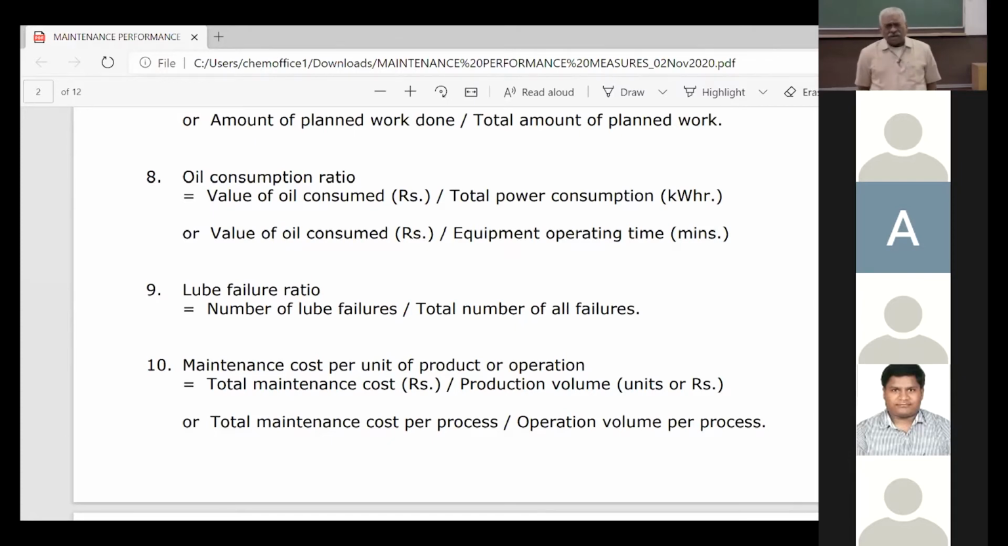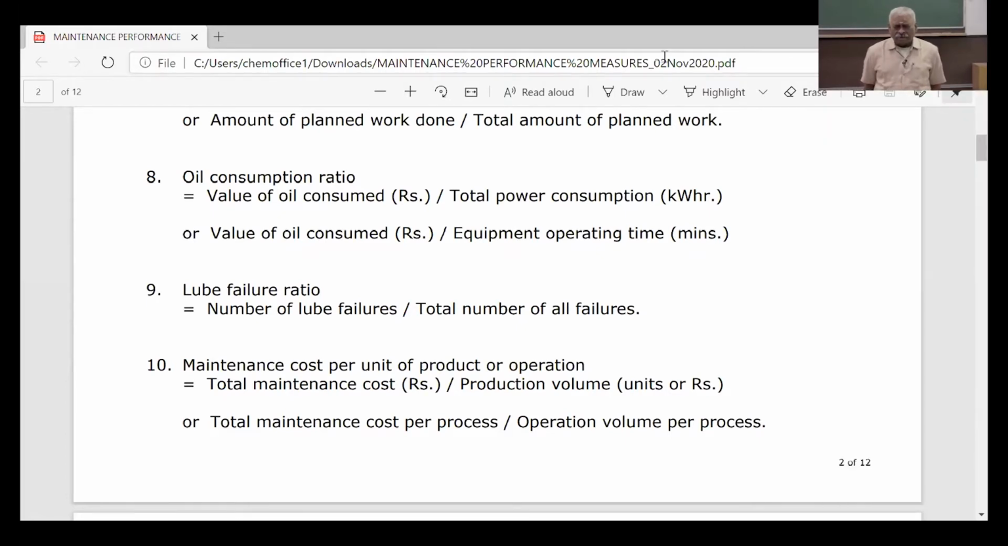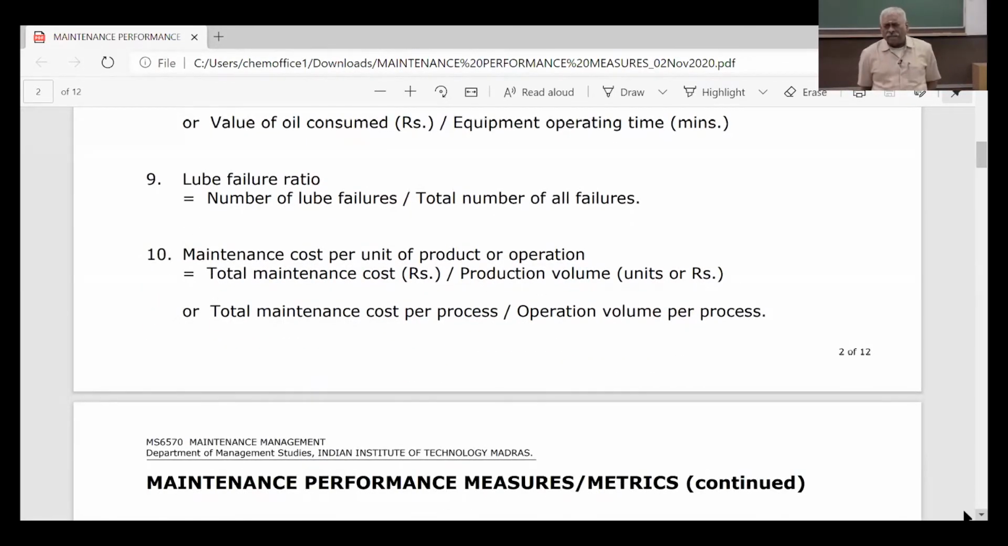So this is the 10th measure: maintenance cost per unit of product or operation can be determined by total maintenance cost during the period, divided by the production volume, which is expressed in either units of production or rupee terms. Rupee terms is a little better because if you are looking at a multi-product kind of company, of course, I am not taking only hospitals as an example. I am trying to give you examples in discrete manufacturing and continuous manufacturing.